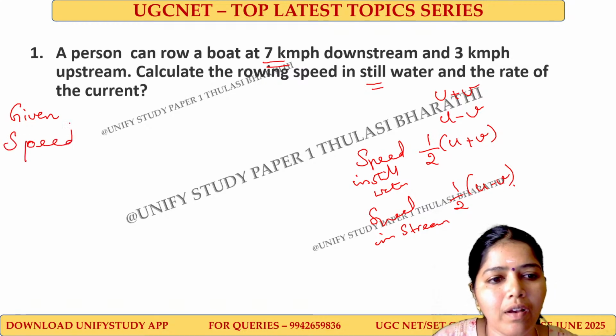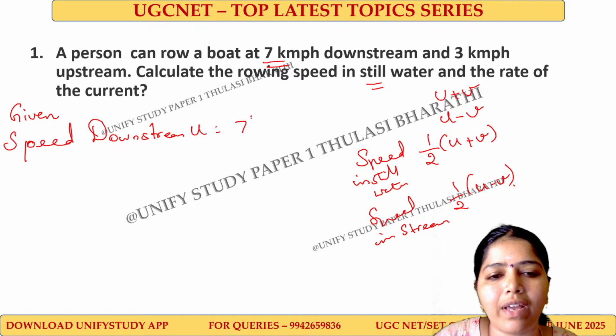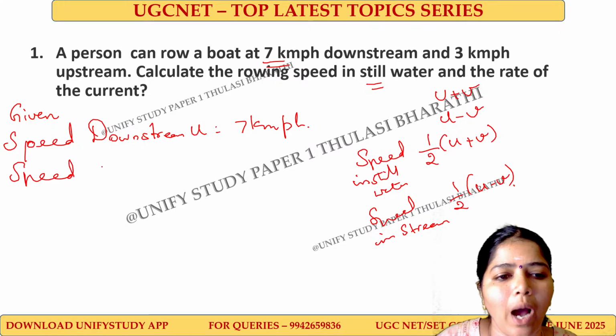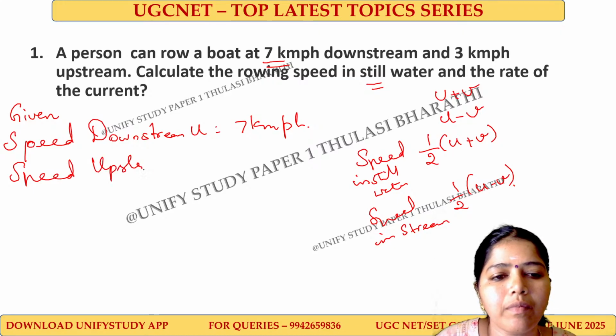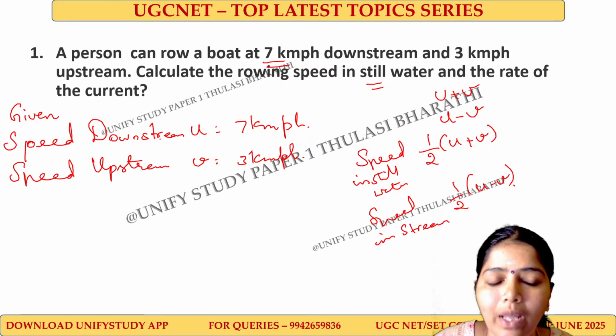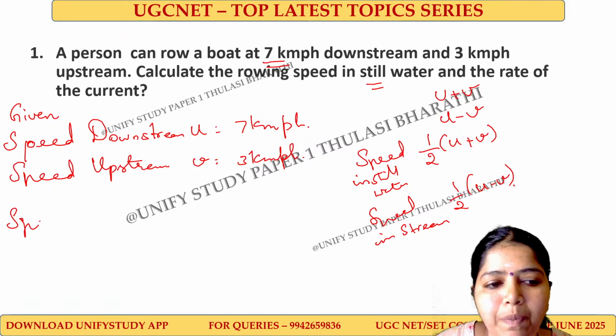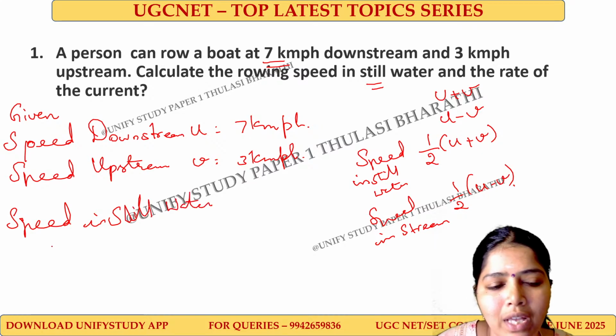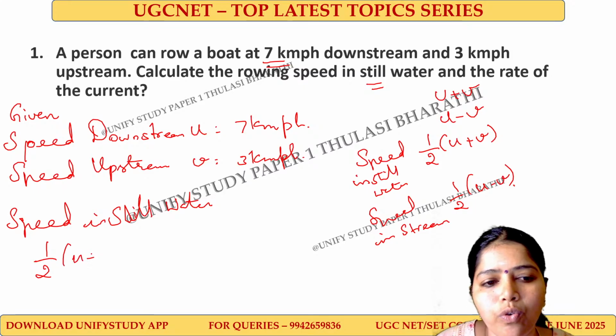Speed of the downstream, that is u, is given as 7 km per hour. And then speed of upstream, that is v, is given as 3 km per hour, right? Then what did they ask for? They asked for the speed in still water. What is the formula we can use? That is 1 by 2 (u plus v).